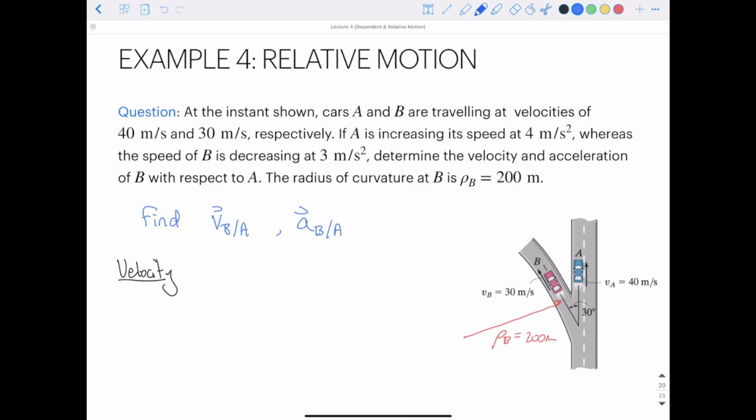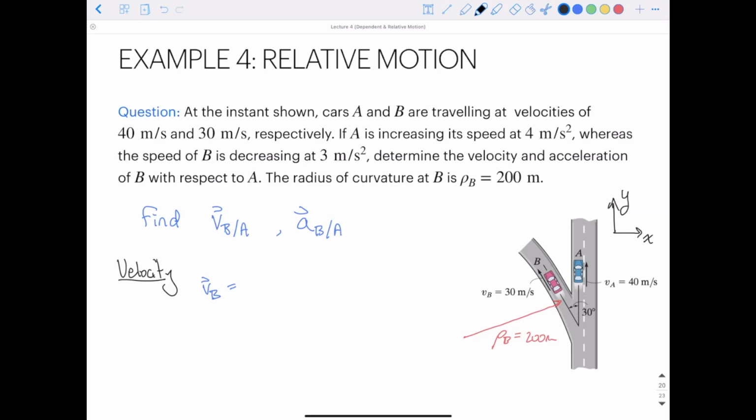So velocity B, let's choose our coordinate system to be like this. So x is to the right and y is upwards. What is our velocity of car B, or absolute velocity? 30 meters per second.